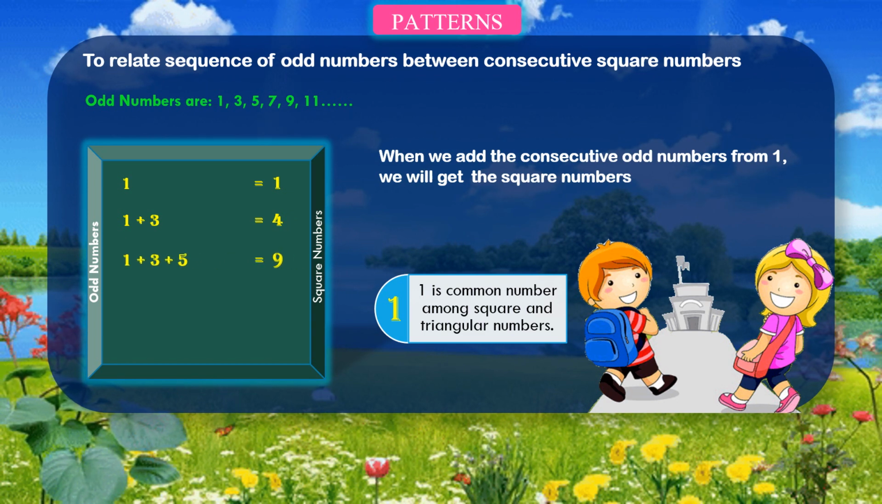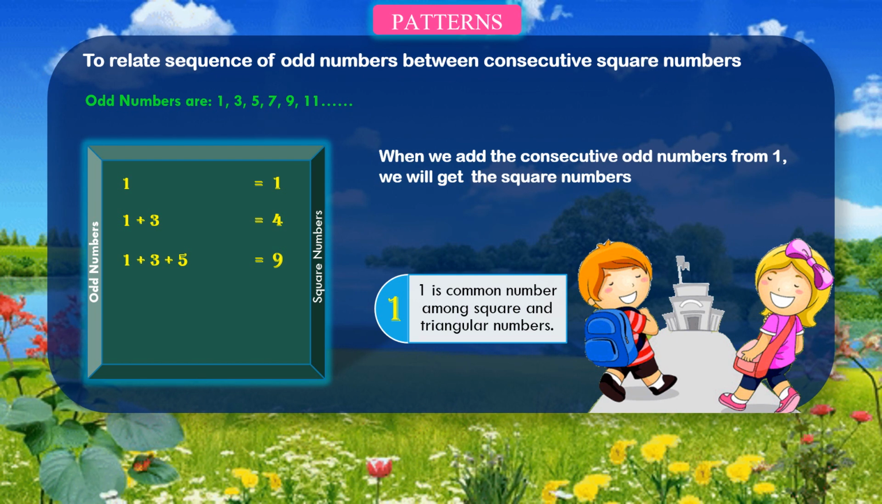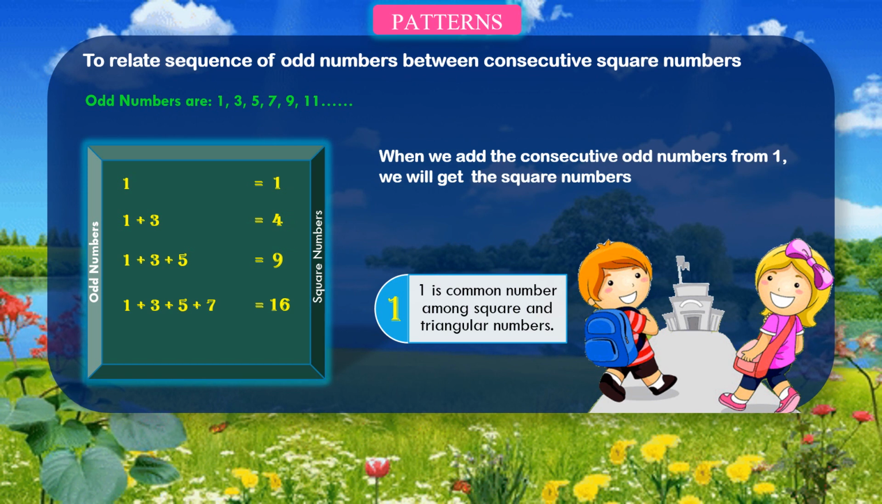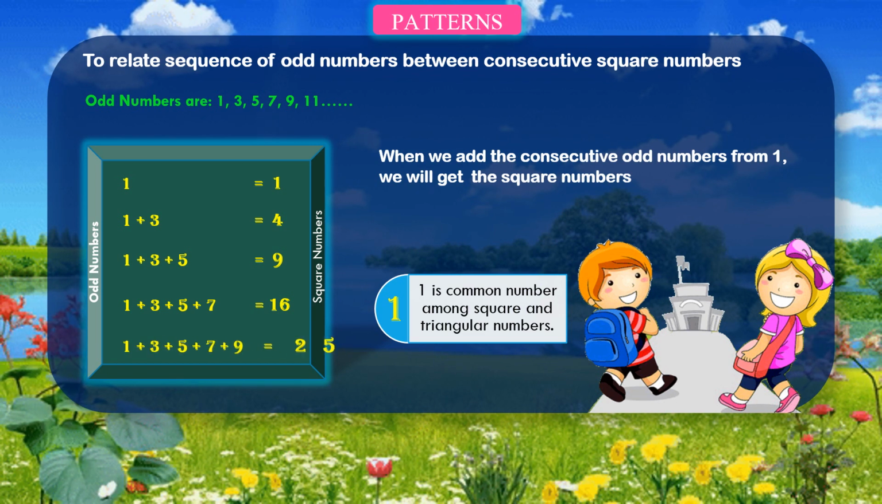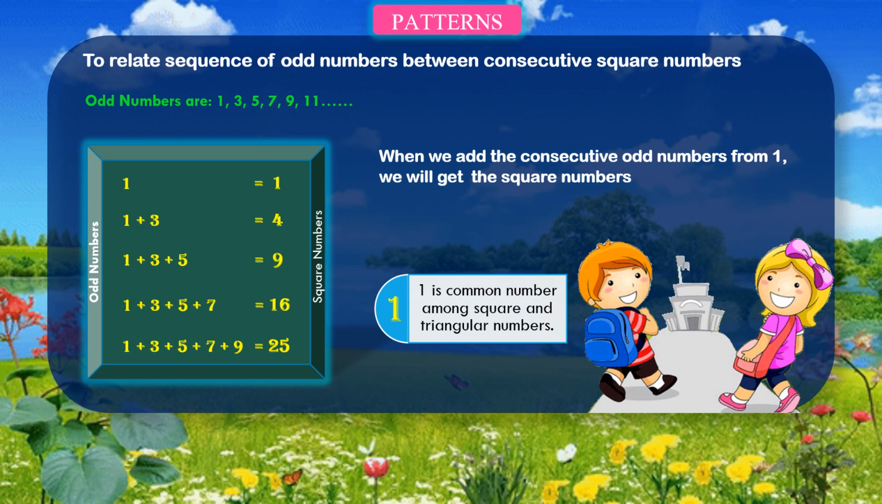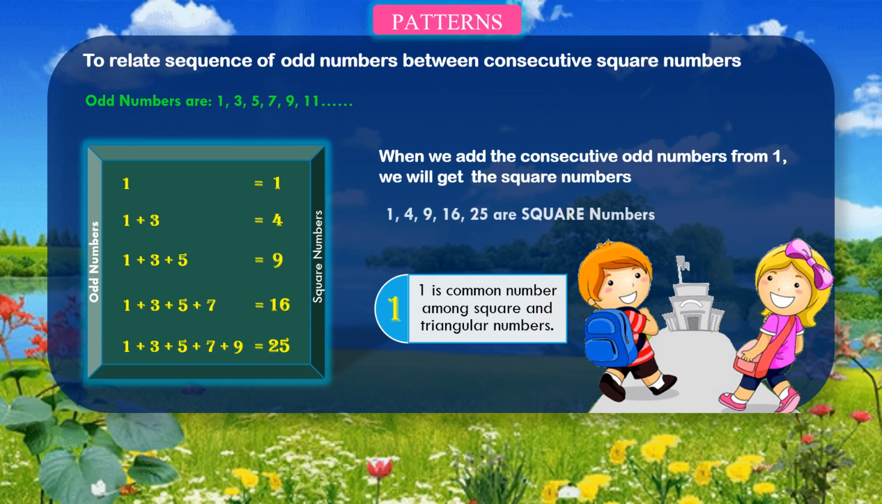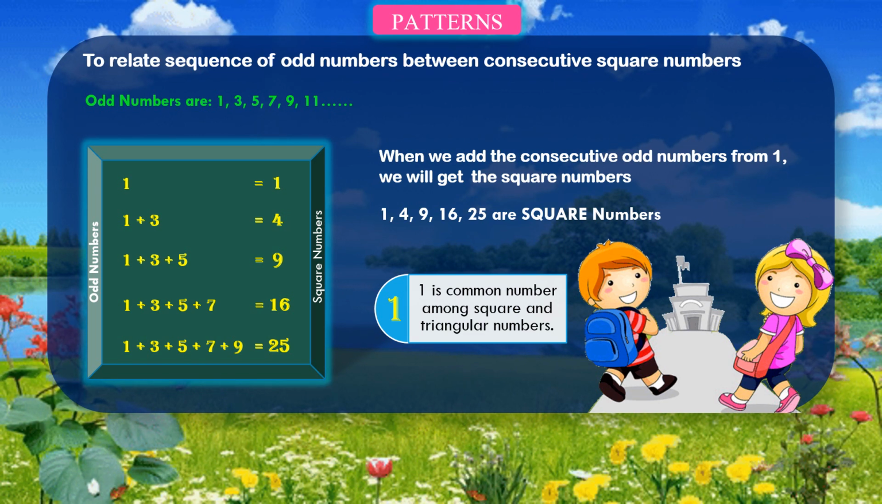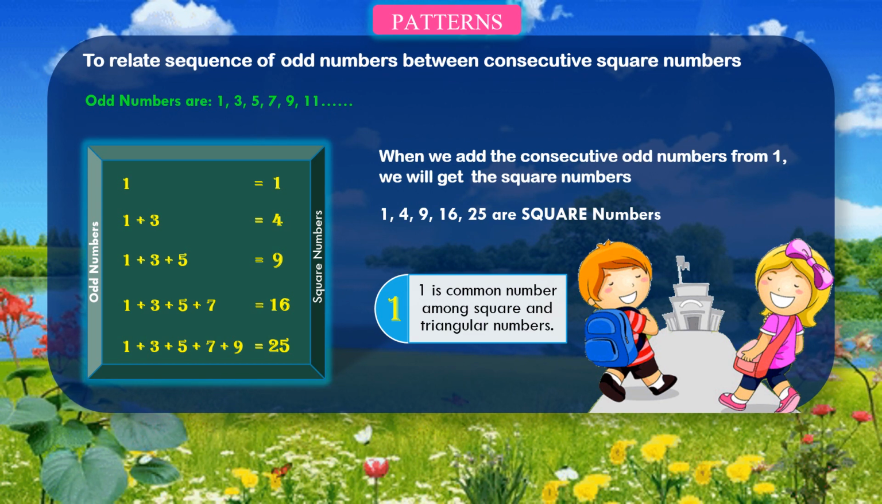If we add the first three odd numbers, we will get 9. 9 is a square number. If we add the first four odd numbers, we will get 16. 16 is a square number. If we add the first five odd numbers, we will get 25. 25 is a square number. 1, 4, 9, 16, 25 are square numbers.